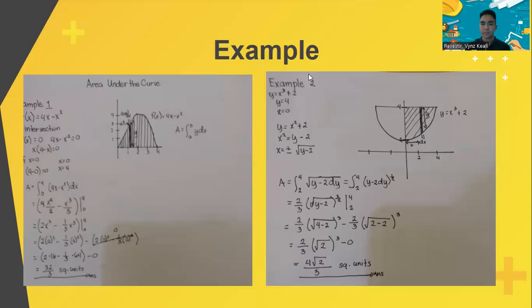Example number 2. The given are y equals x squared plus 2, y equals 4, and x equals 0. We're going to use the inverse form, y equals x squared plus 2. Put x squared here. And so x squared equals y minus 2. Square root it to get rid of the square. So the answer is x is equal to plus or minus, positive or negative, square root of y minus 2.